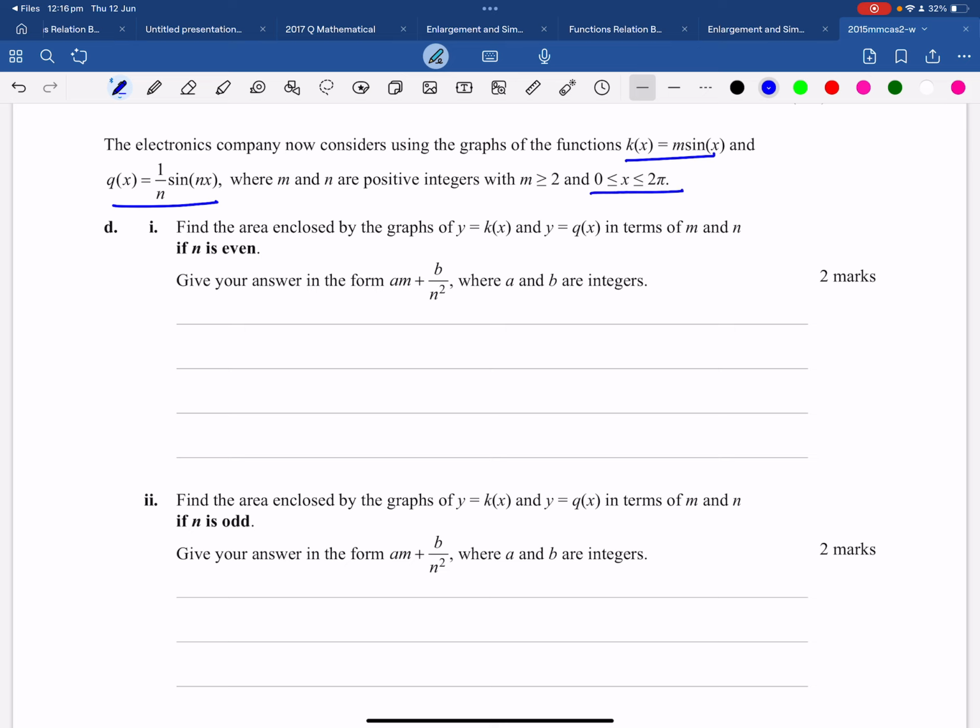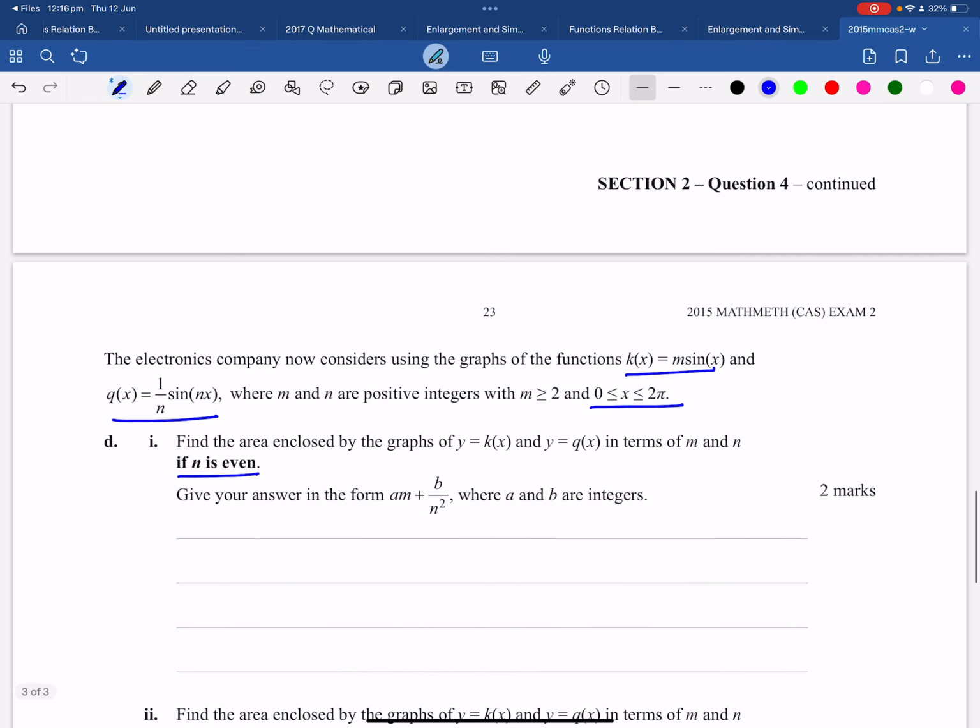So find the area enclosed by the graph of y equals k(x) and y equals q(x) in terms of m and n. If n is an integer, m is even. Yep. And here n is odd. Yeah, so n is even. So now how do you deal with this one?